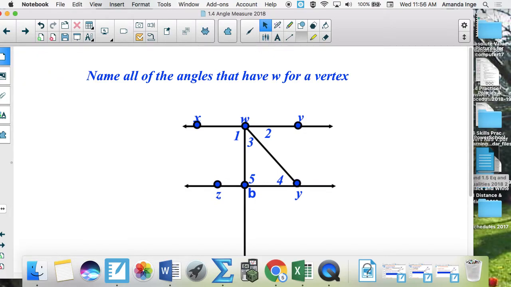On my next picture, name all the angles that have W for vertex. Write it down on your paper. Draw the picture. It's two parallel lines.